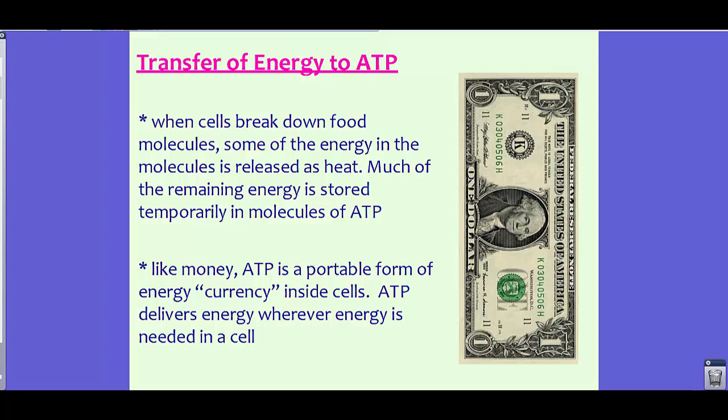ATP delivers the energy wherever energy is needed inside of a cell. So it gets created in the mitochondria, but for various reasons we need energy. That ATP is there in order to supply the energy that we need. So think of ATP as the currency, kind of a form of money inside the cell.